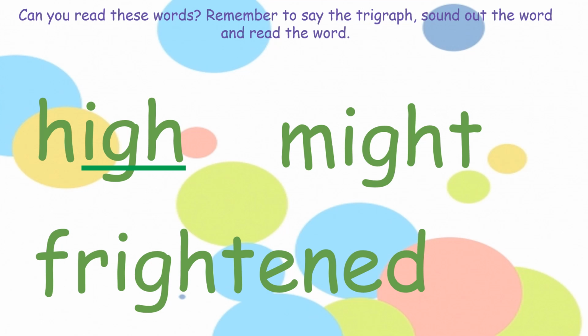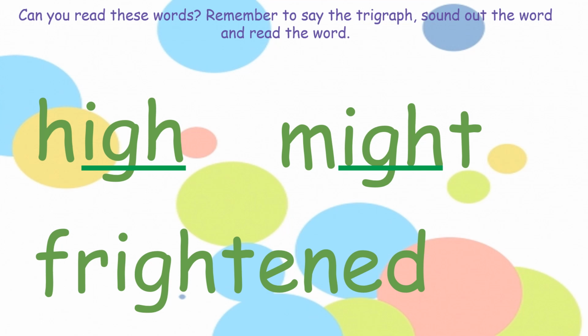Let's have a look at our second word. Can you find the trigraph? Amazing, our trigraph is igh. Now let's sound out our word. M-igh-t. Might. Might. That's our word that we're reading.